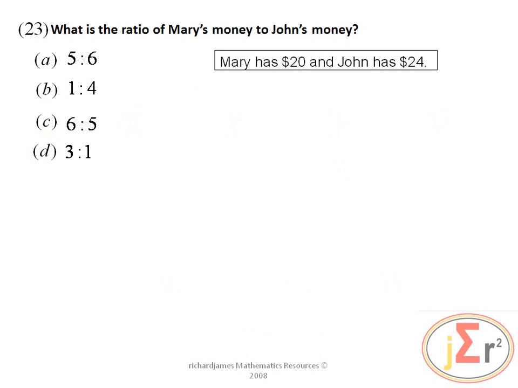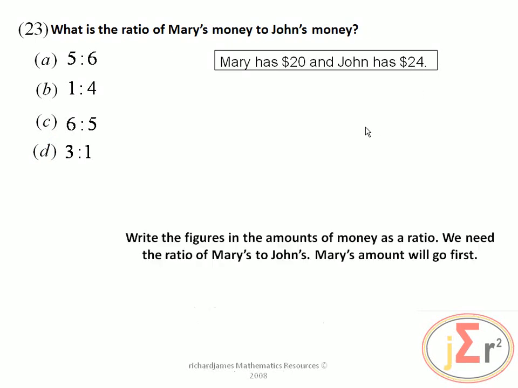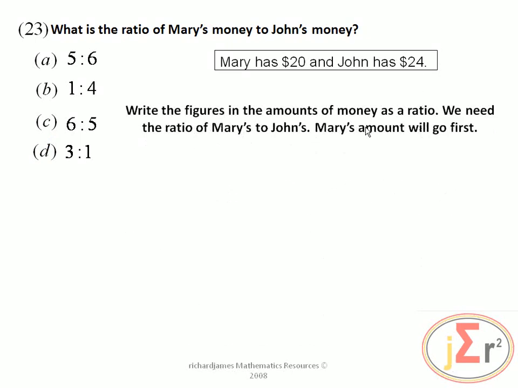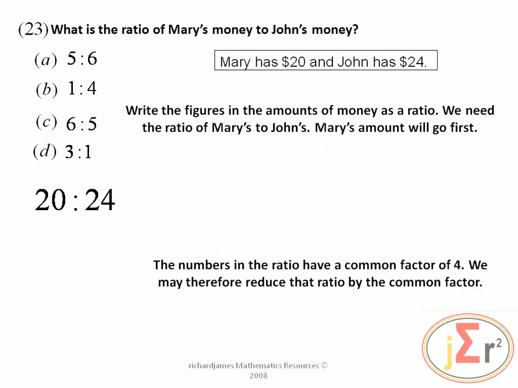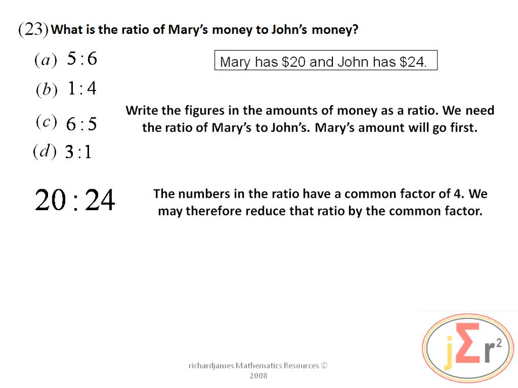What is the ratio of Mary's money to John's money? And we have Mary's amount is $20 and John's amount is $24. So write the figures in the amounts of money as a ratio. We need the ratio of Mary's to John's. So Mary's amount will go first. So that's our ratio.